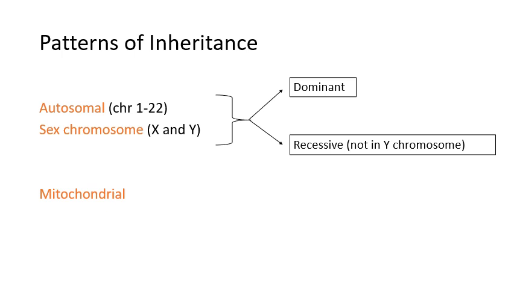Autosomal means spanning chromosomes 1 to 22, and sex chromosome inheritance is X and Y chromosomes. It could be dominant or recessive. Note that there's only one copy of the Y chromosome in males, therefore it cannot be recessive. And we'll talk about the relevance and the difference when it comes to sex chromosome inheritance patterns in a little while.